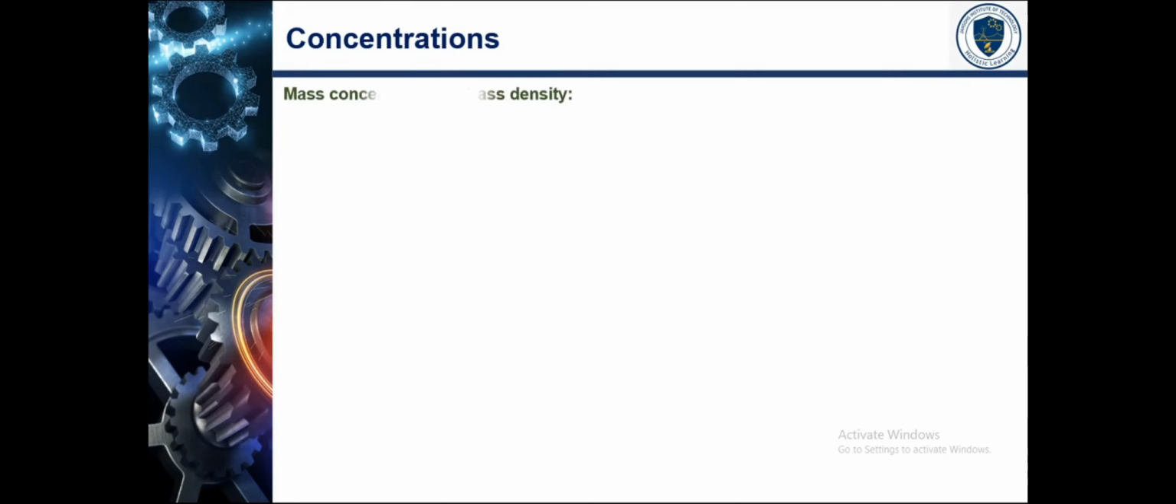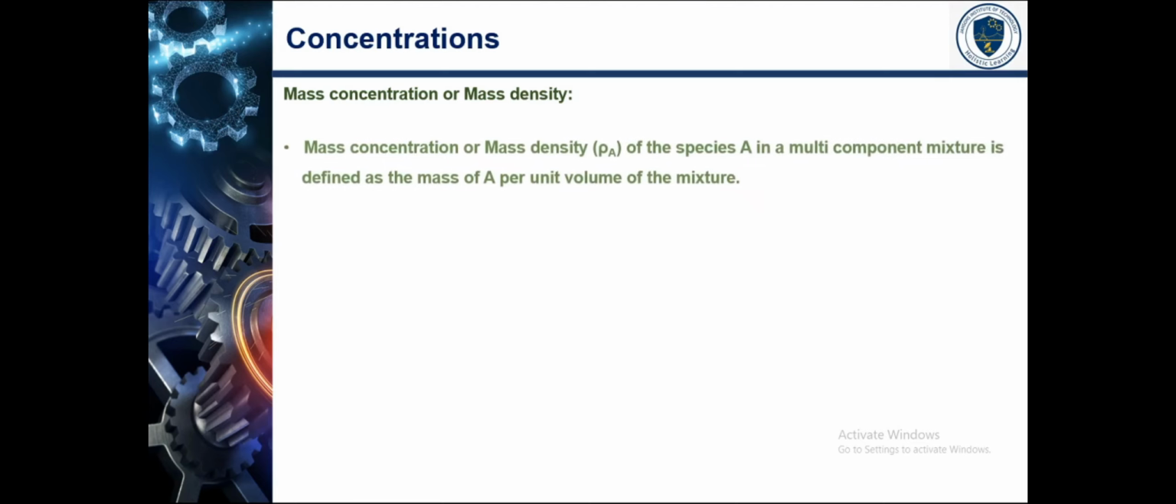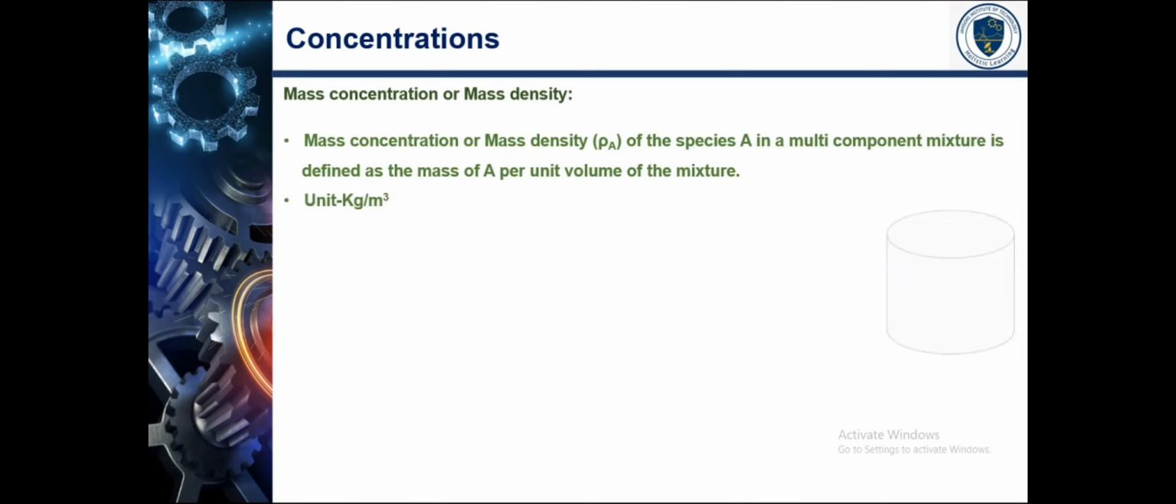The first one is mass concentration or mass density. So what does mass concentration or mass density mean? It is defined as the mass of the particular species per unit volume of the mixture. To understand the concept further, consider a beaker of 1 meter cube of volume. It contains two components, one is species A, another one is species B. So it is a multi-component mixture.